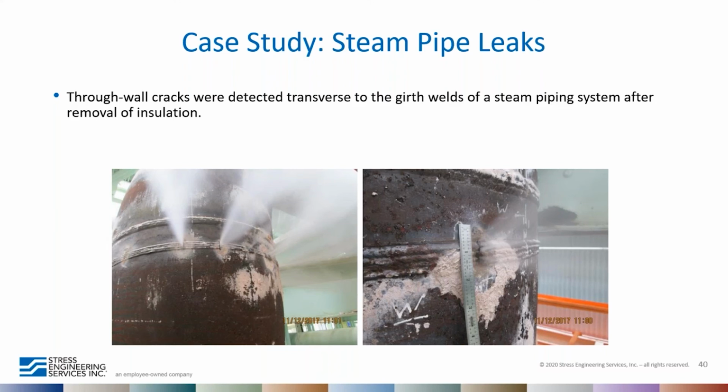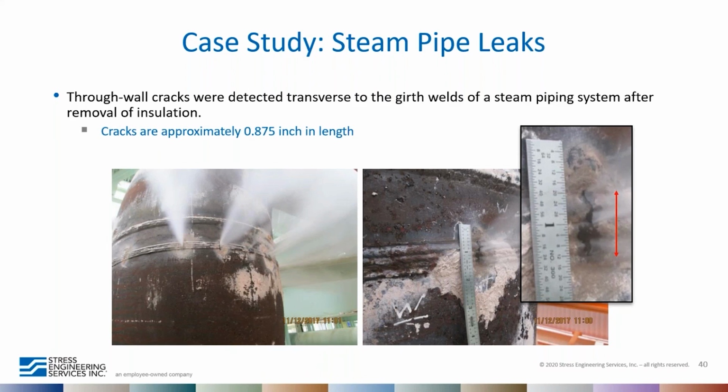And so obviously the conditions don't look very good, and they wanted to know immediately what is the condition of this crack and how do we address the situation. So if we look closely, we see that we have through-wall cracks in these girth welds that are about just under an inch in length.